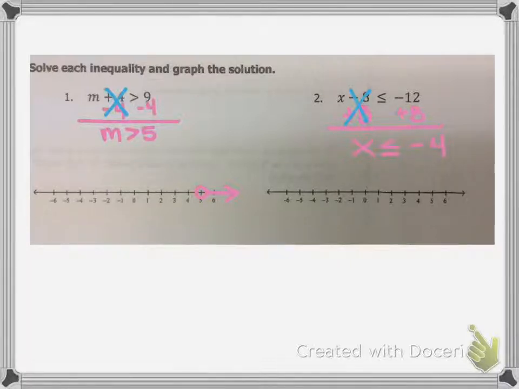So graphing this problem, x is less than or equal to. It could be exactly negative 4, so I'm going to have a colored in dot at negative 4, and less than points to the left.